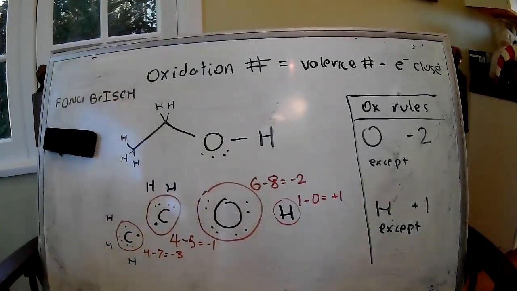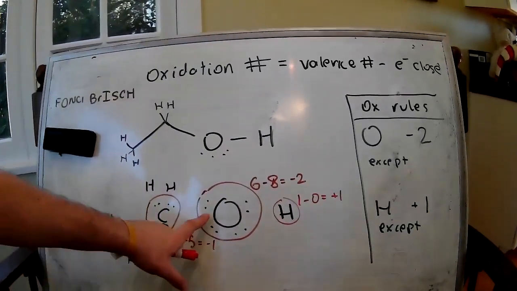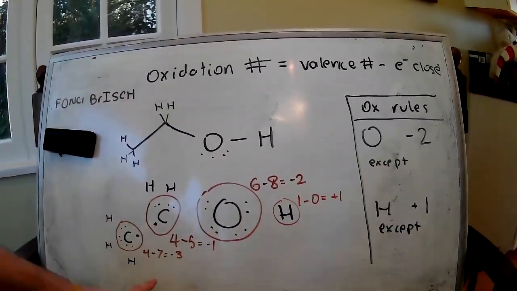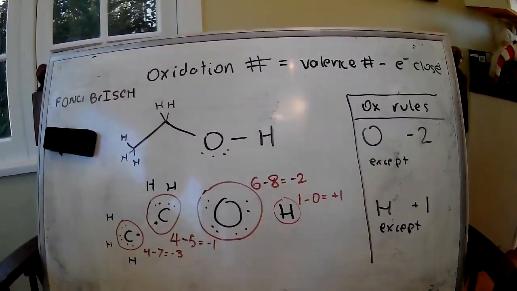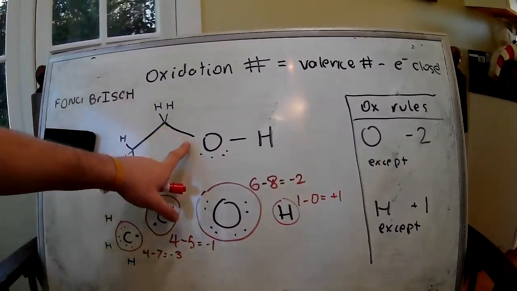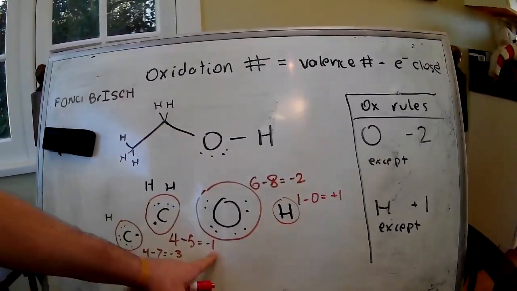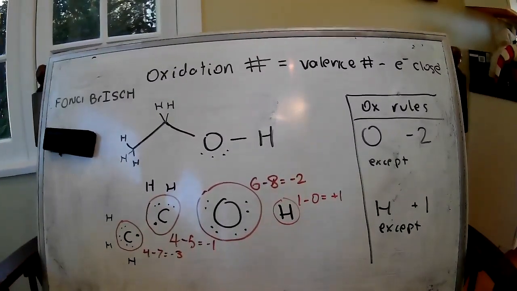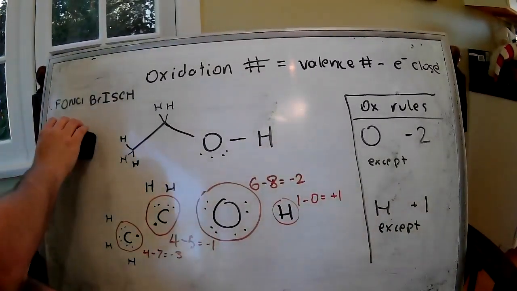And that should sort of make sense, that the carbon that's bonded to an oxygen has a higher oxidation number, -1, than the carbon that is not bonded to oxygen. It's just bonded to a carbon and 3 hydrogens, -3. Because since this carbon has a bond to oxygen, it should be more oxidized. And that is in fact what we see. So that's ethanol as an example.